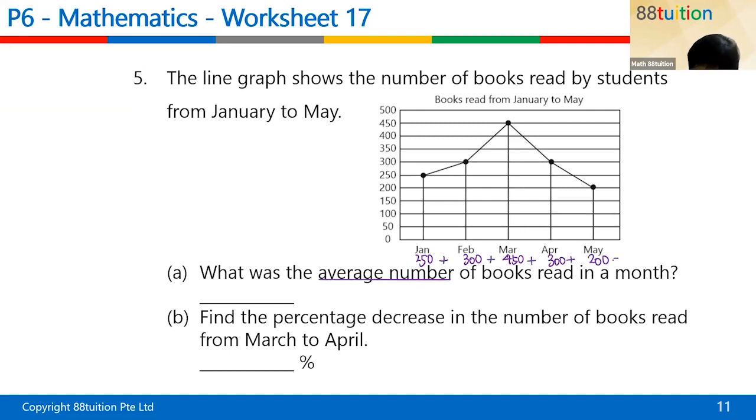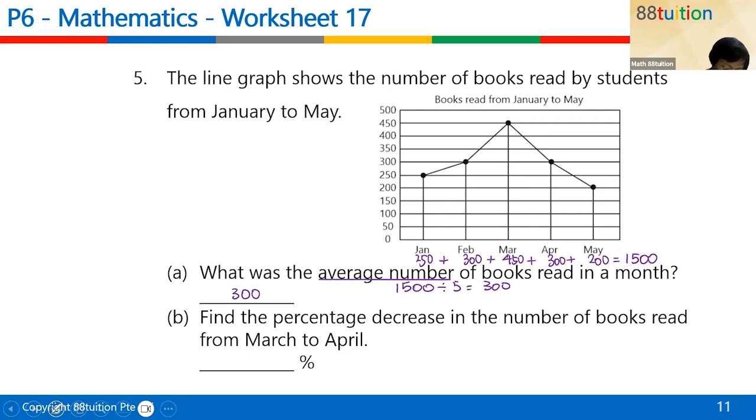So what can you do here? You have to add them up. So 250, 300, 450, 300, plus 200. That gives 1,500, and you divide by 5 because there are 5 months, and that gets down to 300. So most of them got it correct because it's easy.